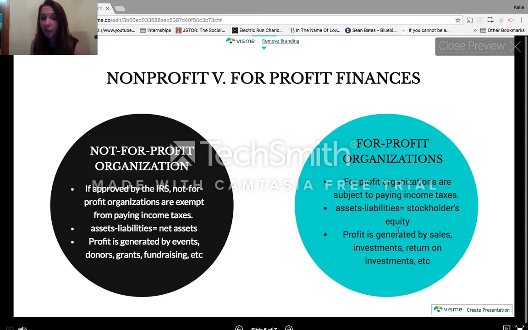However, because a not-for-profit does not have owners and it doesn't have stockholders, a not-for-profit equation is assets minus liabilities equals net assets. So these net assets are instead put back into the organization to enhance services. Finally, profit for a for-profit organization is generated by sales, return on investments, etc. And profit is generated by nonprofits from donors, grants, fundraisings, events, etc.